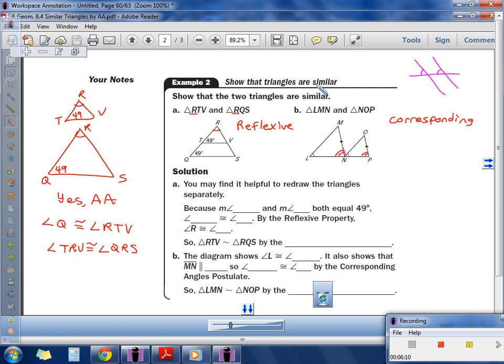Does it say write the similarity statement? Nope, we don't have to do that this time. So let's focus on saying yes, angle-angle similarity, and now we're going to name the angles. How do you name this angle? Can you name it with one letter? You can because it's by itself, so let's try that. Angle L is congruent to, what's it match with over here? Can you say just N this time?